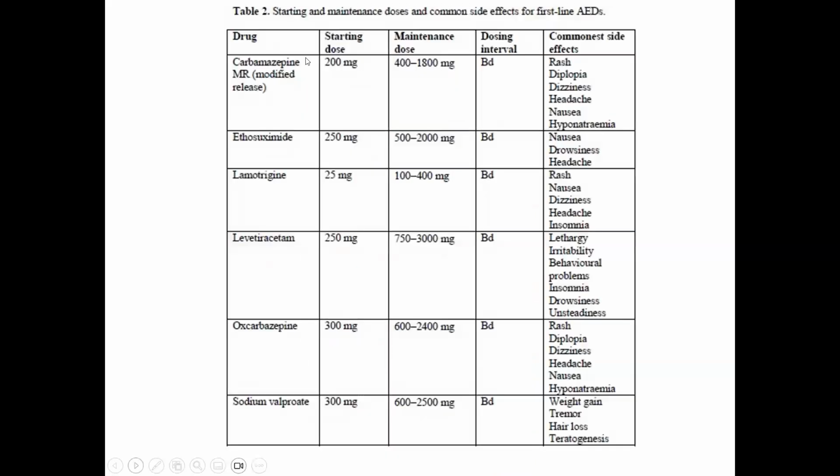So adverse effects, carbamazepine: rash, diplopia, dizziness, headache. Ethosuximide: the typical nausea, vomiting, drowsiness stuff. Lamotrigine, you can get a rash, you can get Stevens-Johnson syndrome. Levetiracetam: lethargy, irritability, behavioral problems, again drowsiness, insomnia and stuff.